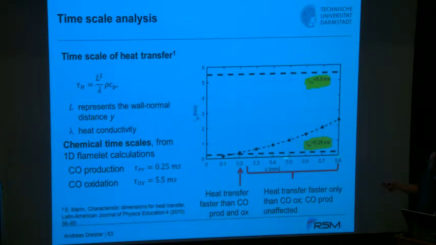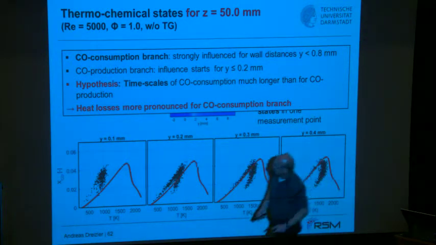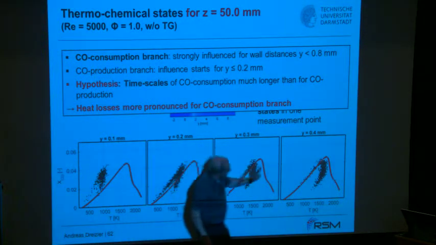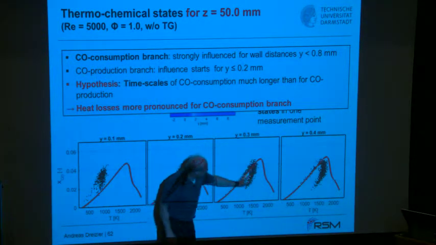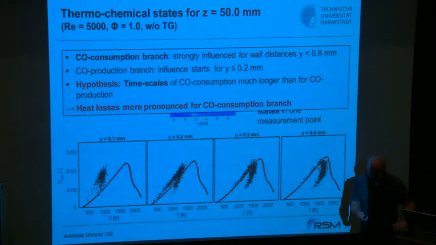For the other distances, it seems that the characteristic time scales for conduction are faster than the CO oxidation, meaning that for all these distances the CO oxidation is influenced by heat transfer, whereas you have to go as close as roughly 200 microns to the wall until the heat conduction is fast enough to influence the CO production. I go back, and that is seen. At 100 microns, you see the impact on both branches, whereas beyond 200 microns, it's only the CO consumption. That is a rough explanation of what's going on.